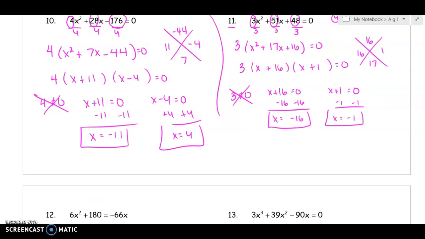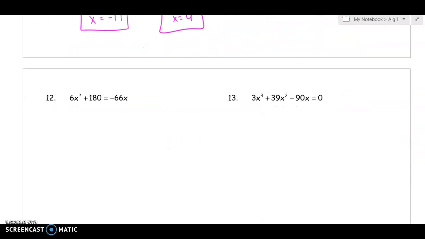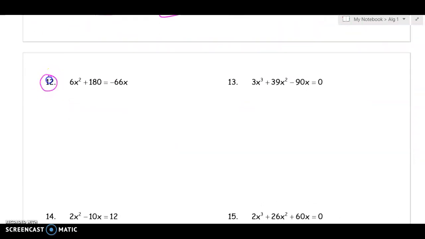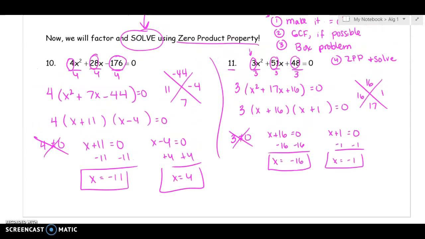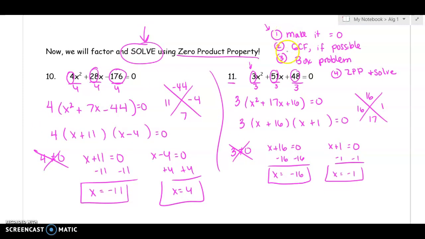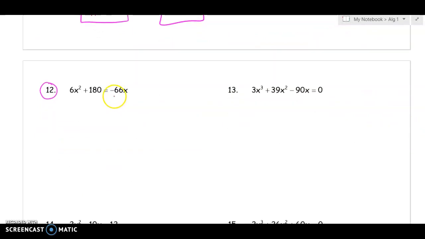All right, let's go to the last page. We're going to do a couple more, and then you'll try one. For number 12, okay, again, this first step is to make it equal to 0. GCF, box problem, ZPP. Make it equal to 0. It's not equal to 0 right now.